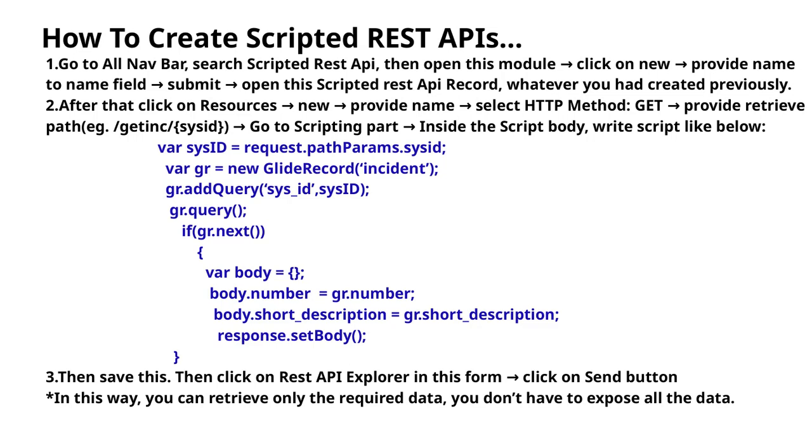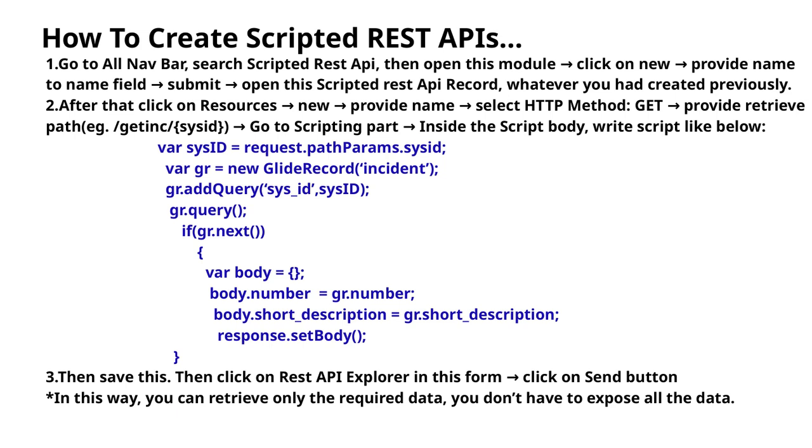All right, let's walk through how to create scripted REST APIs step by step. First, you'll go to the All Application Navigator bar, type in Scripted REST API, and then open that module. Once there, click on New to create a new API. You'll need to give it a name in the name field, then submit. After that, open the Scripted REST API record you just created.